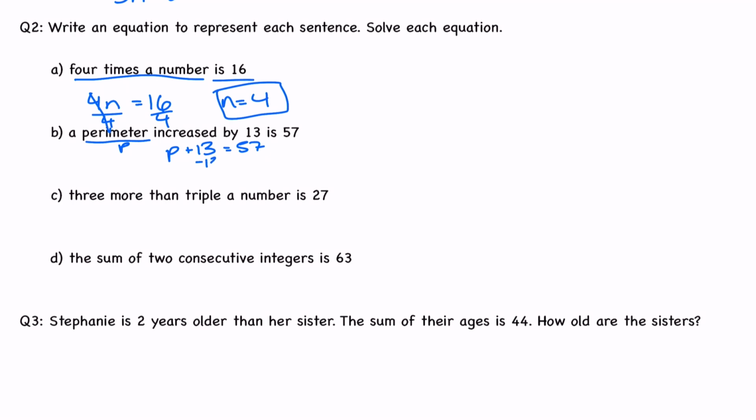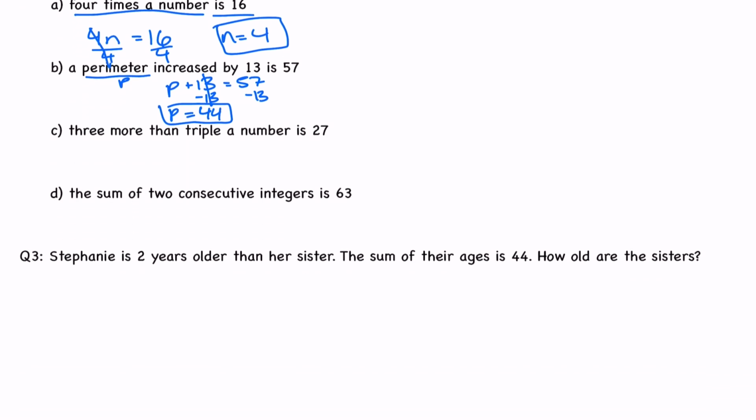So when we subtract 13 from this side, it cancels. And 57 minus 13 is equal to 44. So p is equal to 44, or our perimeter is equal to 44.